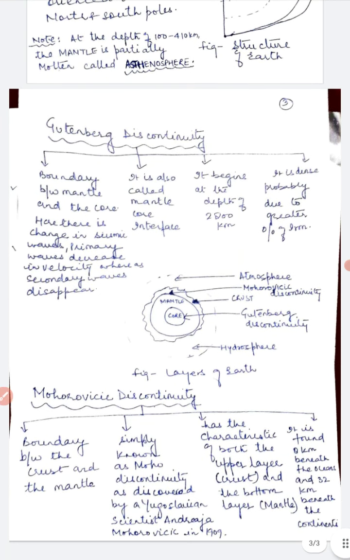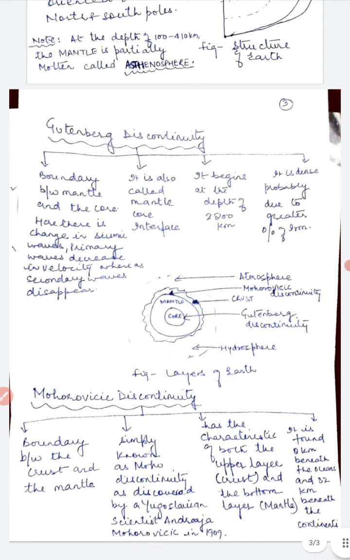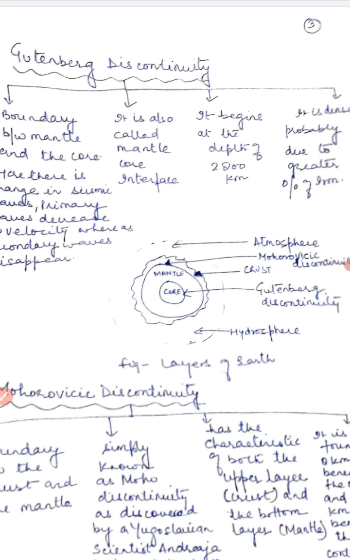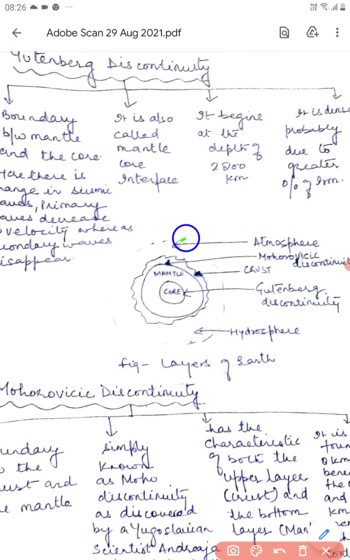Now we'll learn the two important concepts, that is Gutenberg discontinuity and Moho discontinuity. First we'll get to know what actually it is. As you can see from the diagram, core, mantle, and then the crust, right? This is the blanket of gases, atmosphere.